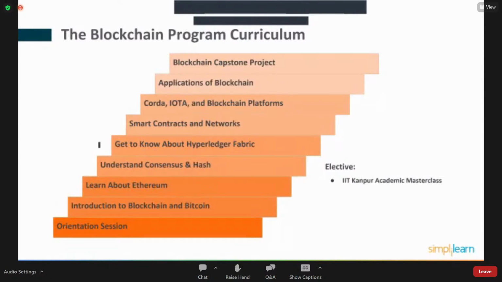Along the way, as you're doing these modules, you're doing projects that cover the material that you're learning. So understanding consensus and hash, which is fundamental to how the blockchain gets constructed, how you add blocks to the chain. So moving from that, go ahead. Yeah, I was just saying that's true.